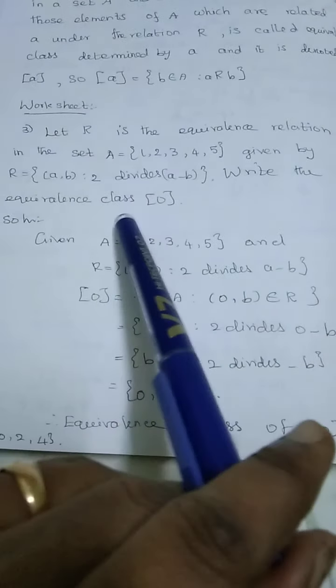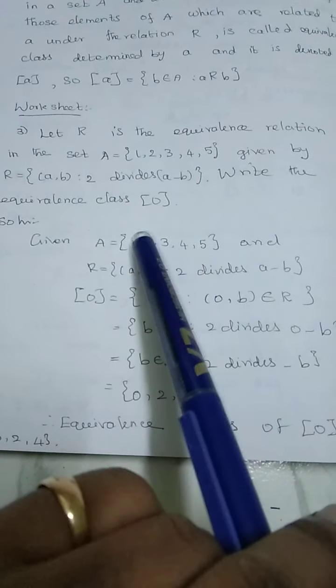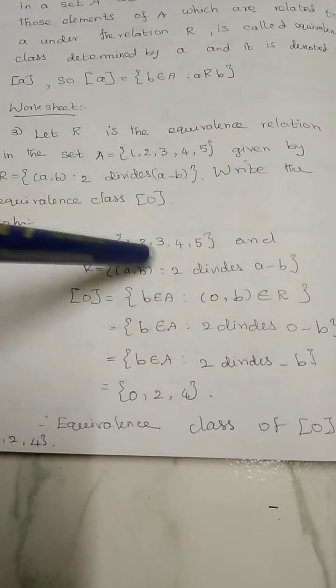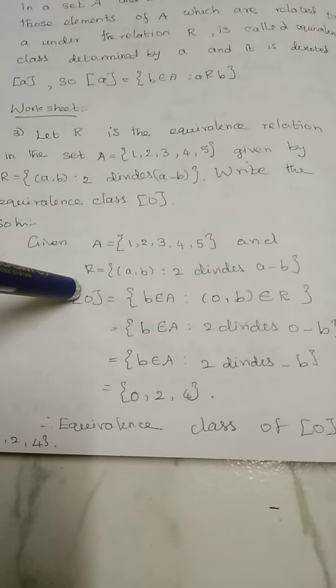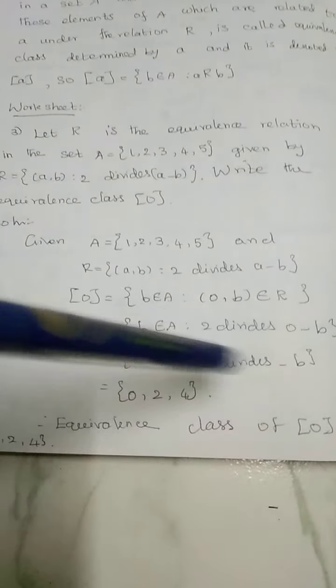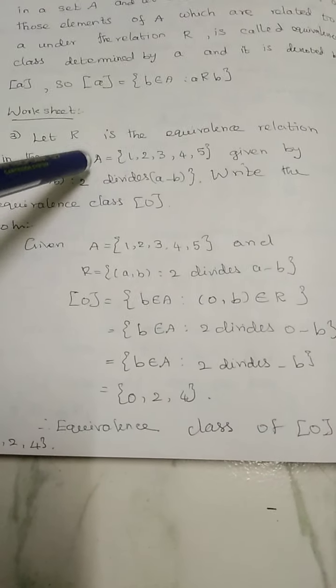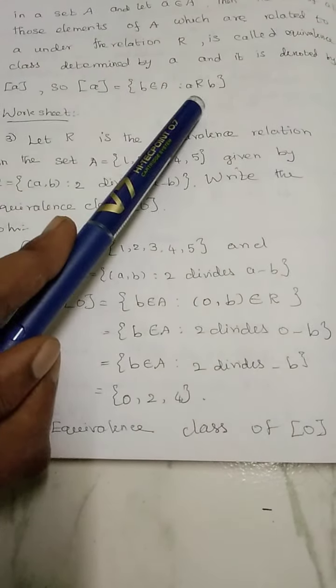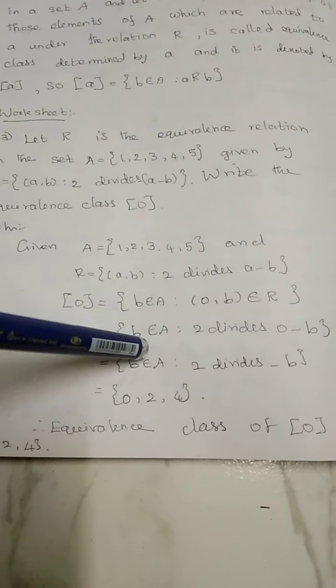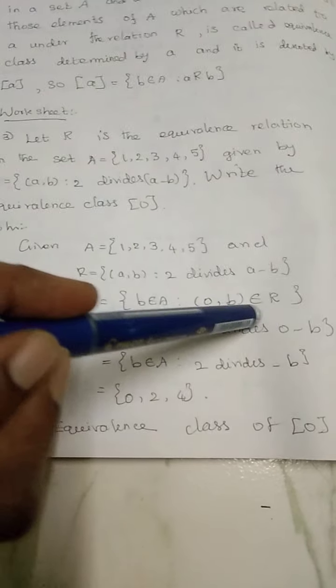Write the equivalence class of 0. So we want to write the equivalence class of 0. First, I write the given one: capital A equals 1, 2, 3, 4, 5, and R is defined by a comma b such that 2 divides a minus b. Now we move to our definition: b belongs to A such that a related to b. So b belongs to A, 0 comma b.